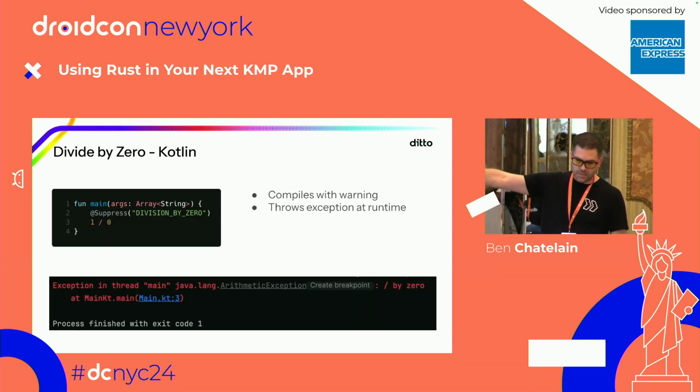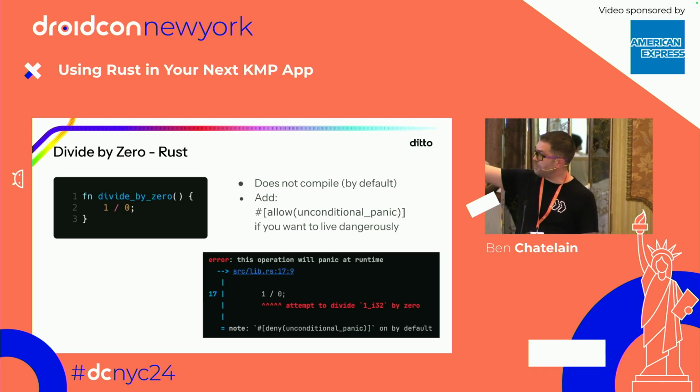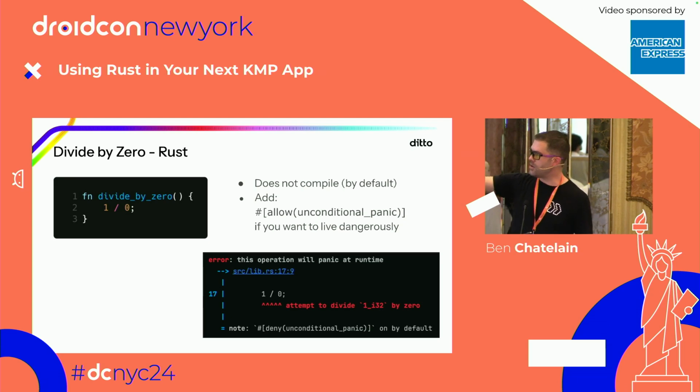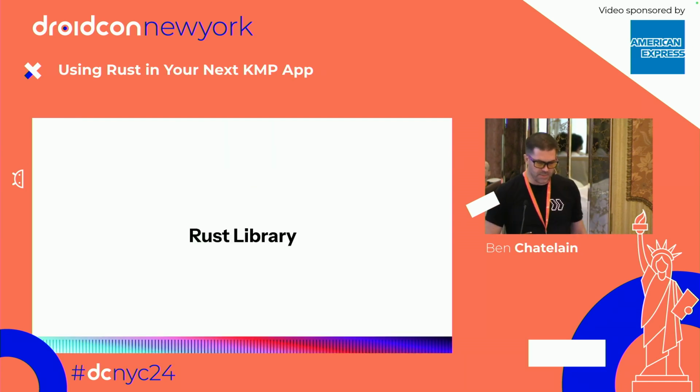Here's Kotlin. I suppressed the warning on division by 0, but it's very clear you get an arithmetic exception. This is at runtime, but at least you know what happened. In Rust, you get a compile time error. So it's telling you this operation will panic at runtime. And by the way, this is one of those helpful things that say, just go ahead, we'll deny unconditional panic. Or you have to allow unconditional panic to let that compile. But that's just one of the many examples where Rust is very helpful in the error messages.